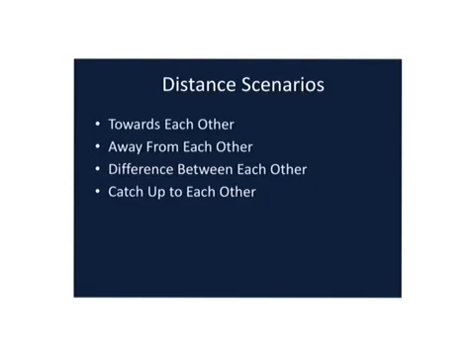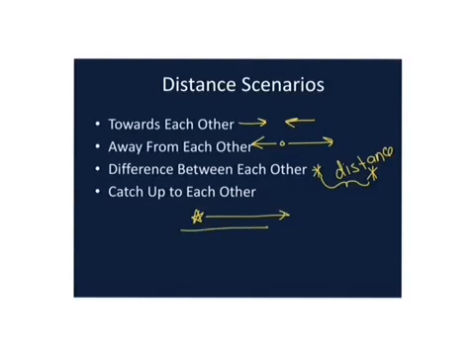Okay, so towards each other would be they left from opposite places, coming to one destination. Away from each other, they started in one place and they're going away from each other. The distance between them, so one's here, and we're looking for that distance. And catching up to each other, they start, one leaves, and then one leaves a little bit later. How long will it take for them to get to one another?